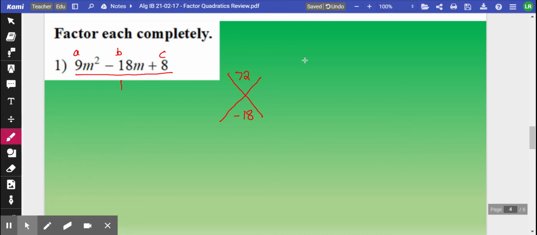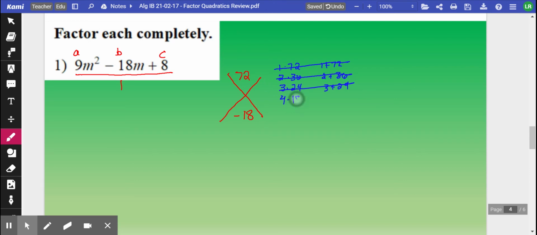Well, we have to figure this out. So let's start off. 1 times 72 is 72. 1 plus 72 is 73. Not it. Next number is 2. 72 divided by 2 is 36. If I add those up, that's 38. Not it. Next number is 3. 72 divided by 3 is 24. 3 plus 24, that's not it. 4.